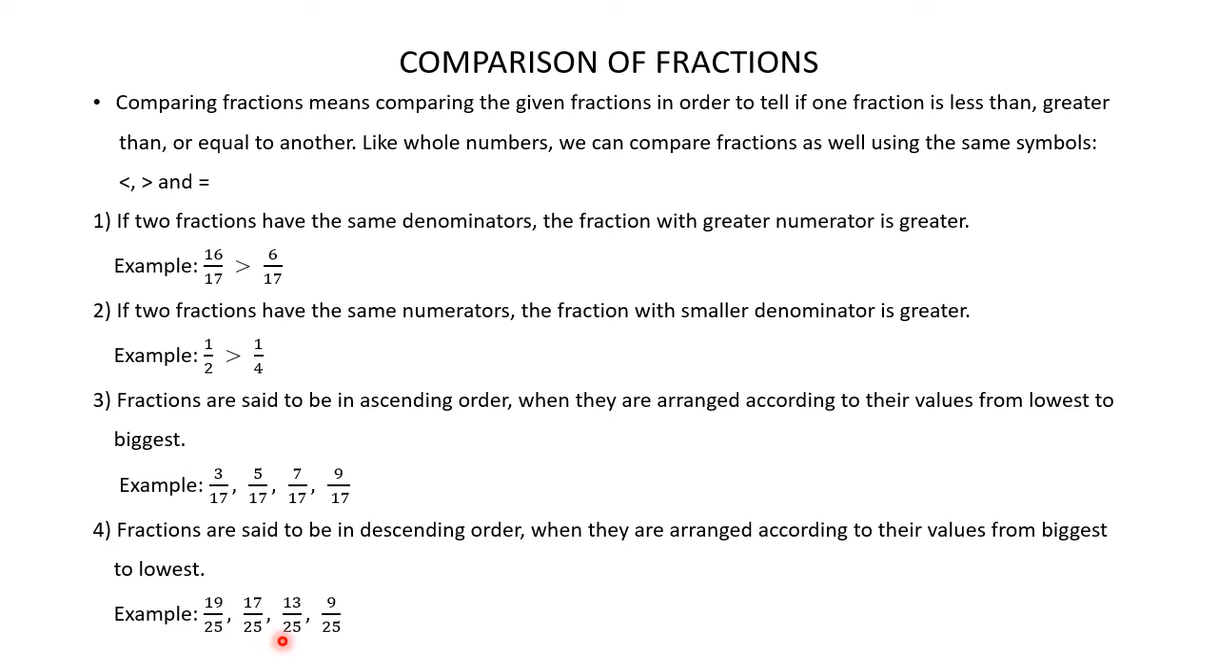Here also the denominators are the same. So when you observe the numerators, the fraction with the greater numerator is greater. So 19 is greater than 17, is greater than 13, is greater than 9. So these fractions are in descending order from the biggest value to the lowest value.